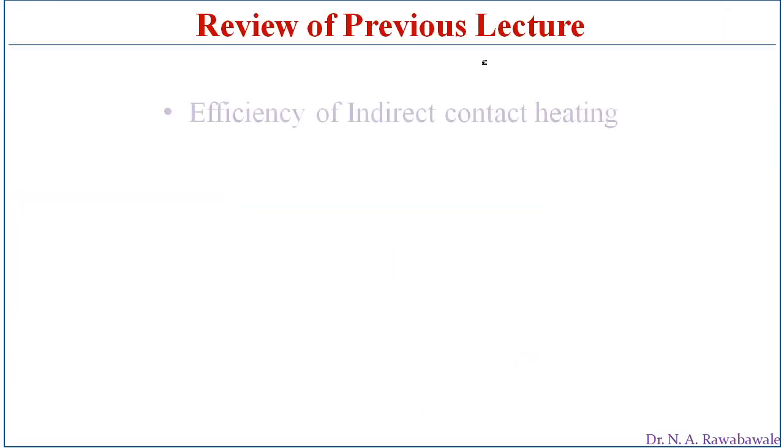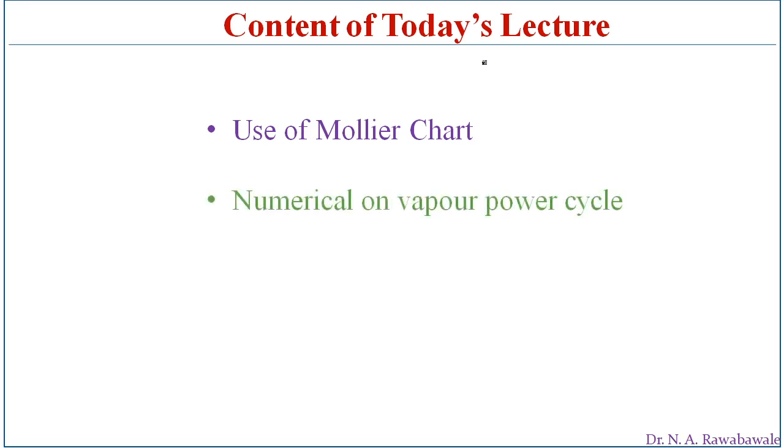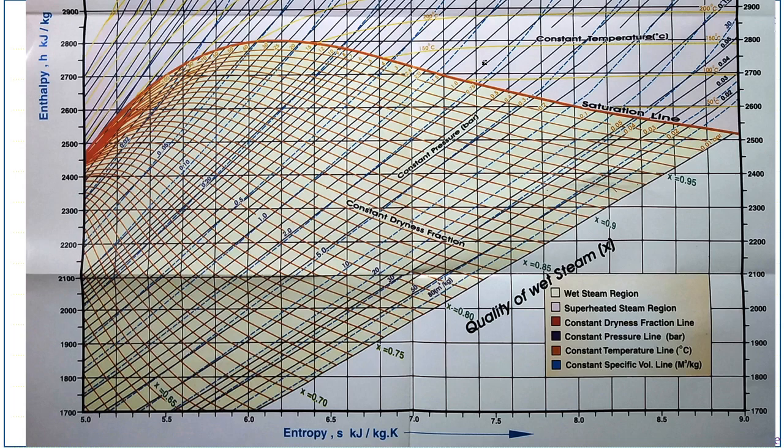In the previous lecture we discussed the efficiency of the indirect contact heating cycle. Today we are discussing the use of the Mollier chart, a small problem to find the properties of steam using the Mollier chart, and then we will discuss a small numerical related to the Rankine cycle. I have already explained what the Mollier chart is and what we can do with it. Today's problem will involve finding the properties of steam.